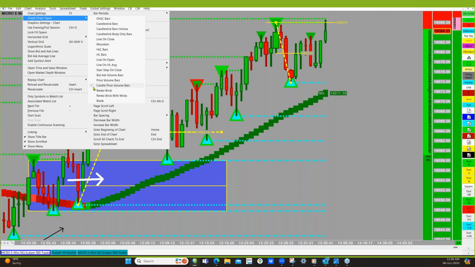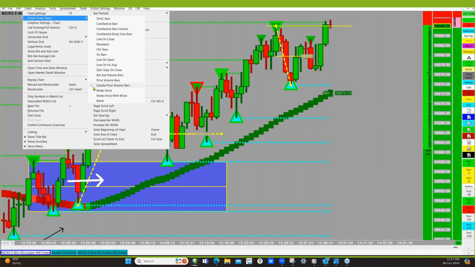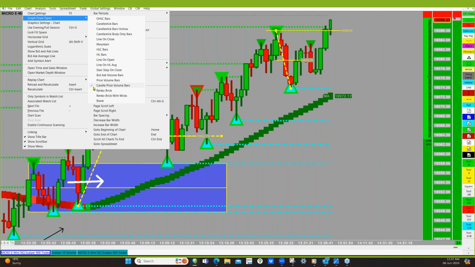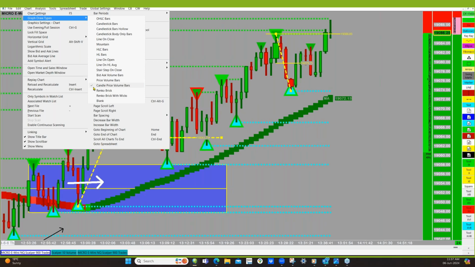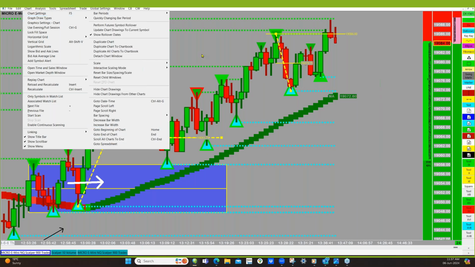That's what's checked, so I don't have a volume indicator at the bottom of the chart taking up real estate. Very important that you see what you need to see. Like I said, the more indicators you have, so if you have a MACD, for example, those will all take up precious real estate.